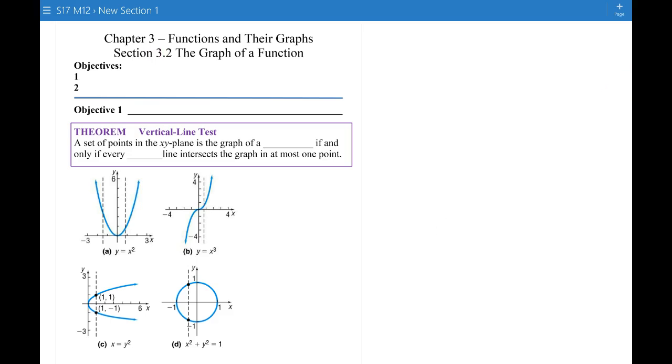So chapter 3 is more about functions and their graphs, and in section 3.2 we're going to start talking about the graph of a function. So we need to be able to identify the graph of a function and obtain information about the graph of a function.